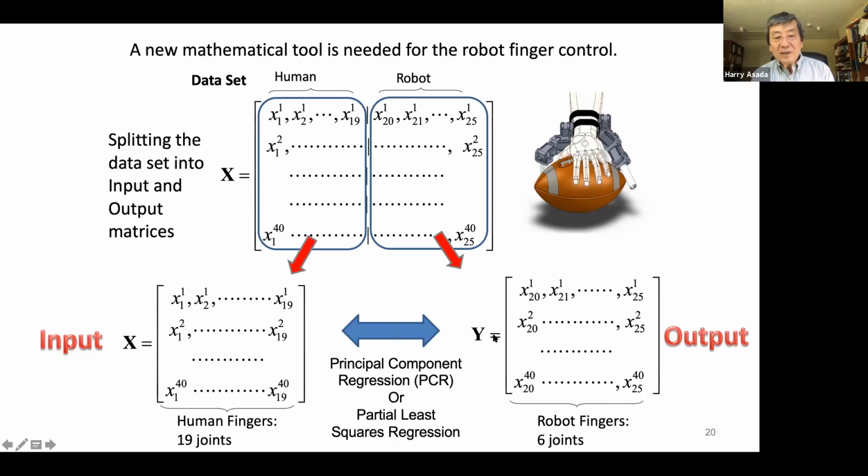We split these two and find the relationship between them, but we do not deal directly with the 19-dimensional space. Instead, we reduce the dimension using principal component analysis, to say 3 principal components, and the output is regressed on those 3 components.